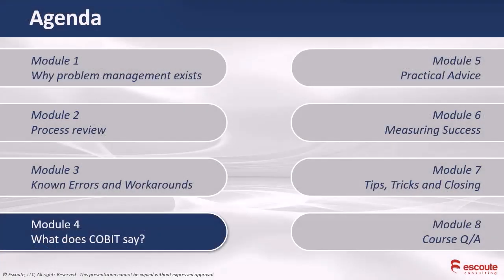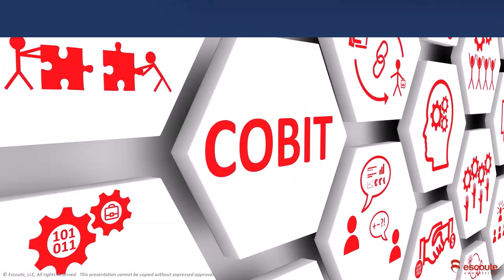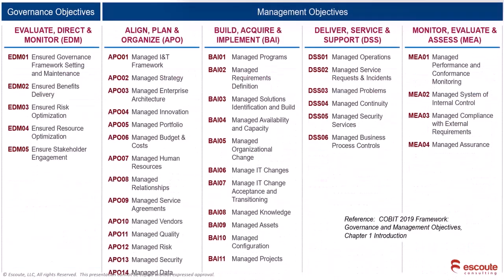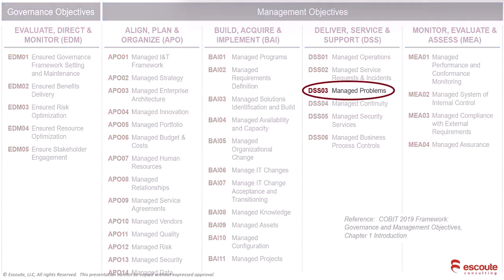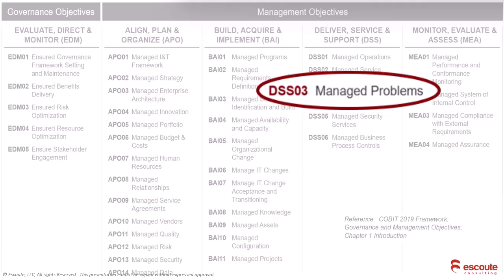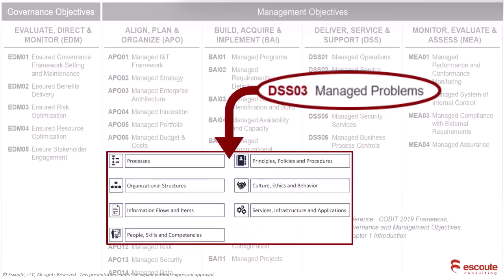I've given you some of my perspective on problem management, but it's time to jump in and take a look at one of the popular frameworks, and you know I'm going to pick COBIT to give you this information. As you probably recognize, this is the full list of all of the governance and management objectives in the COBIT 2019 framework. One of those areas right here, DSS03, is called Managed Problems. Inside of COBIT, it takes this objective and breaks it down into what are called components.